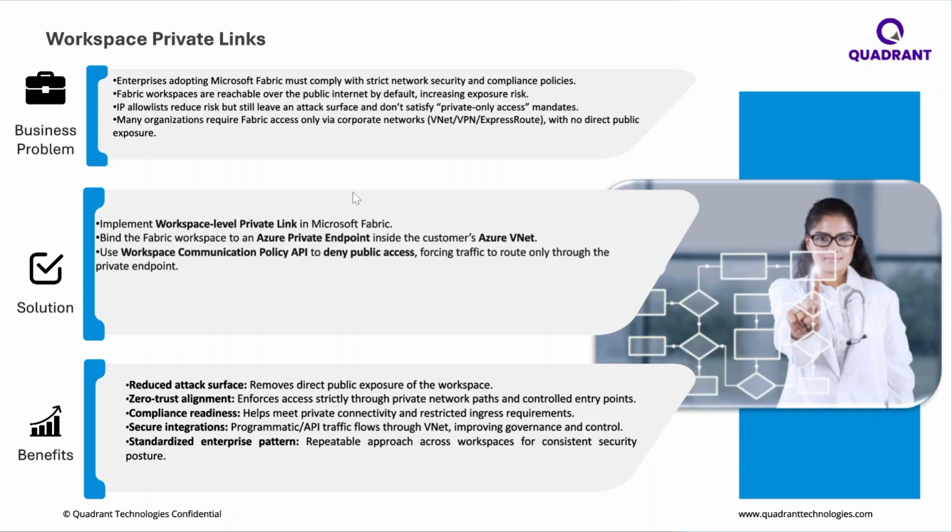So enterprises adopting Fabric must comply with strict network security and compliance policies. No compromise in that. Fabric workspaces by default are reachable over the public internet, right? So that increases the risk of exposure. With IP allow lists, you can also do the configuration and allow some IPs to reach your workspace, but that still leaves an attack surface and doesn't satisfy private-only access mandates. So many organizations require Fabric access only via corporate networks, right?